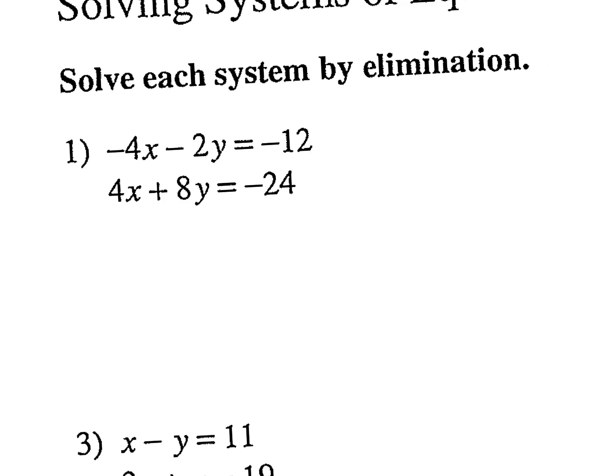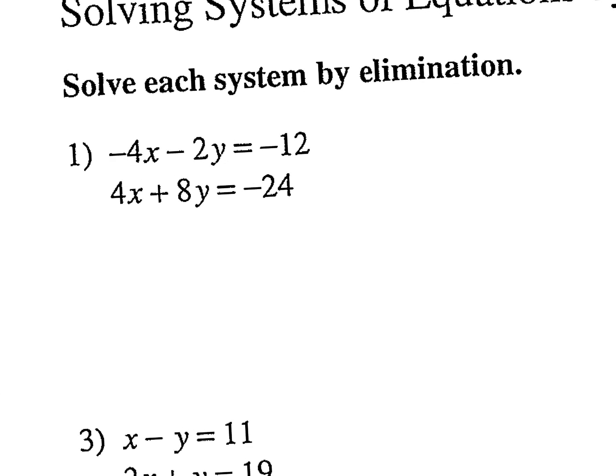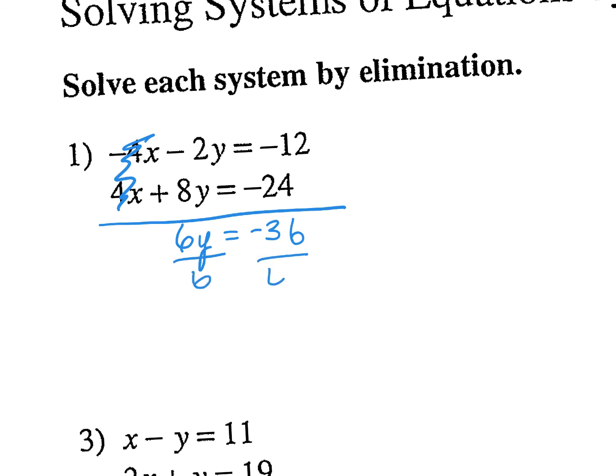So let's look at number 1. Which variable would be the easiest to eliminate, the way that this is set up? The x's, yes? Because you have a -4 and a +4. So all you do is combine down. -4 and +4 cancel out. -2y and a +8y is 6y equals -12 and -24 is -36. Divide both sides by 6 and you get y equals -6.